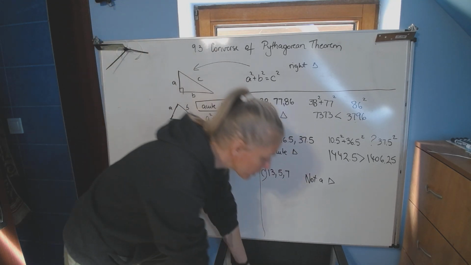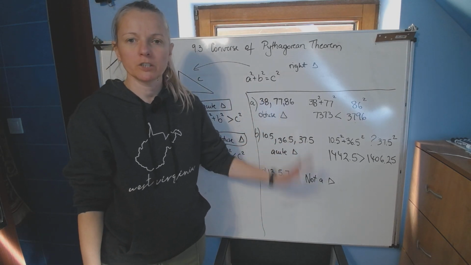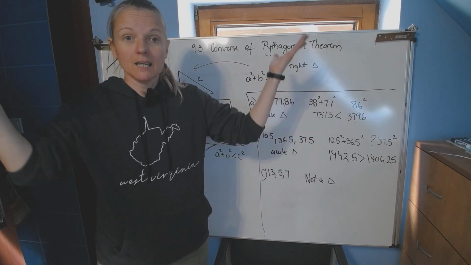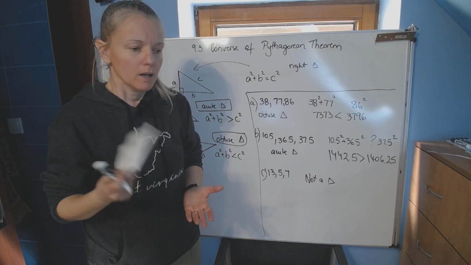So as you work on homework, this is the only homework that I assigned to you, please make sure the triangle exists before you decide if it's right, acute, or obtuse. And this is it. This is all we did in class. Maddie and Jack, I hope this helps you.